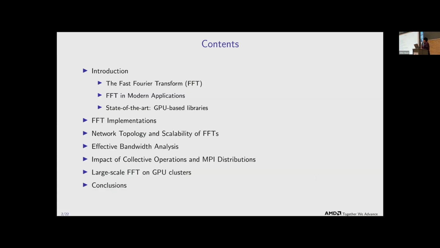So this is just the outline of my talk. I'm going to introduce first the FFT and how it is being used in modern applications, and then I'm going to review some implementations of the FFT. An interesting part will be the network topology effect on the scalability of FFTs. I'm also going to analyze the effective bandwidth that we can achieve in modern supercomputers. Another subject will be the collective operation and MPI distribution, and how they impact scalability. And we will see some experiments using large FFTs.